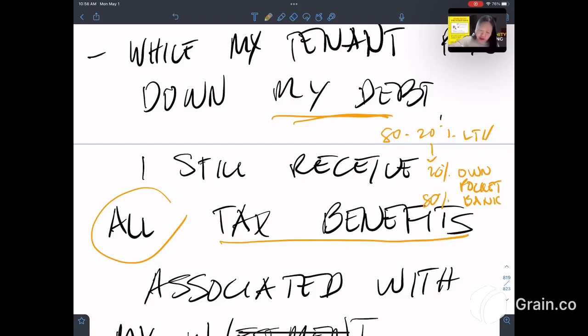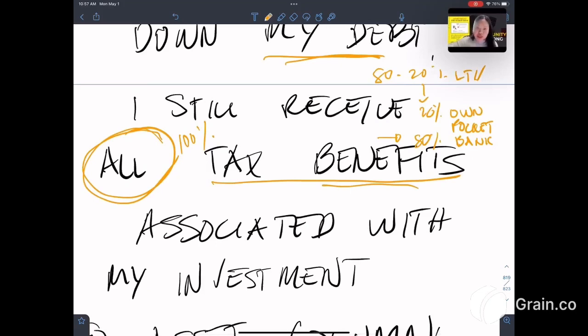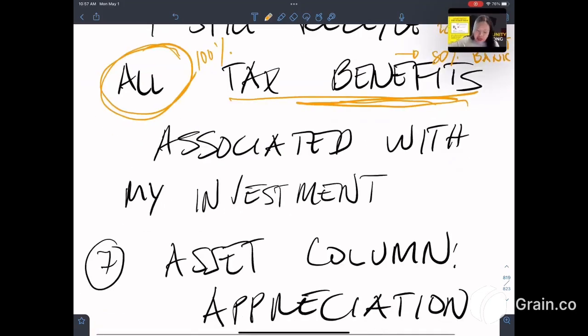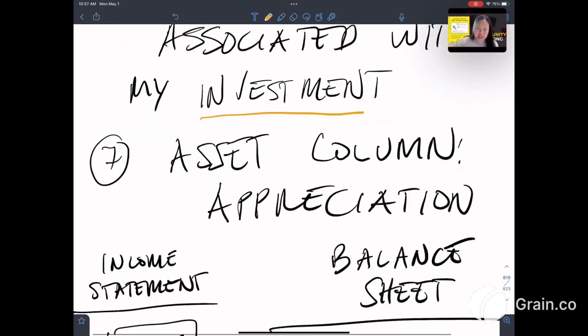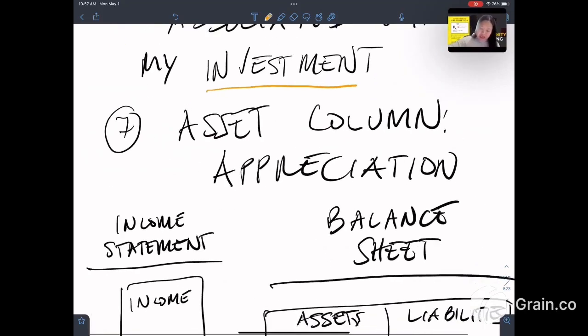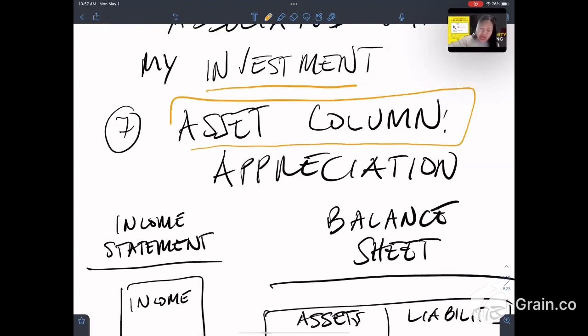Even though the bank contributed 80% of the money, I get all 100% of the tax benefit, including the depreciation, the amortization, all the things that I discussed earlier. I get all the tax benefit associated with my investment. Seventh lesson. Now we're talking about the asset column.